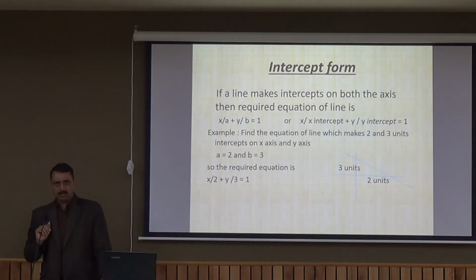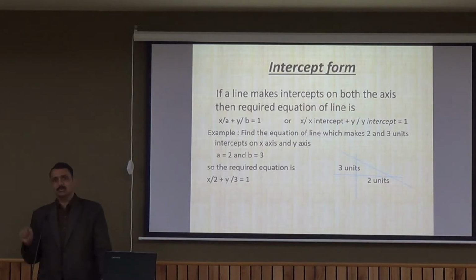Now we take an example. Find the equation of the line which makes intercepts 2 and 3 on the coordinate axes. So a is equal to 2 because it is the intercept made by the line on the x-axis, and b is equal to 3, the intercept made by the line on the y-axis. So we can use our intercept form, x upon a plus y upon b is equal to 1. What is our a? It is 2. So x upon 2 plus y upon 3 is equal to 1. So we are finding the equation of the line by using the intercept form.